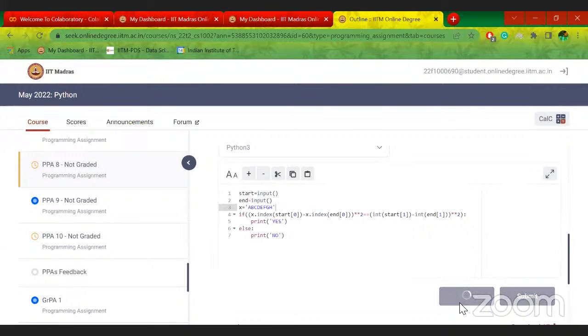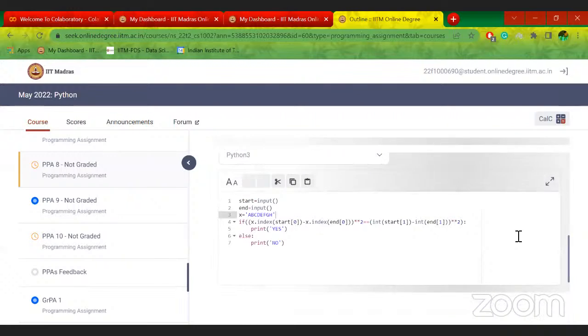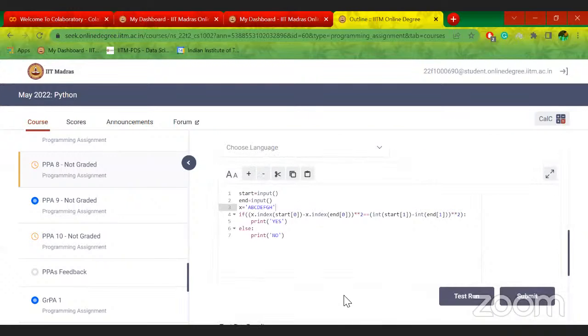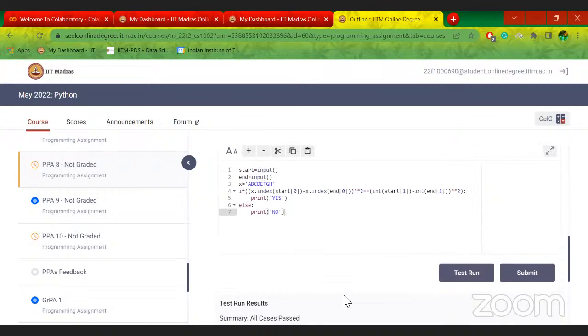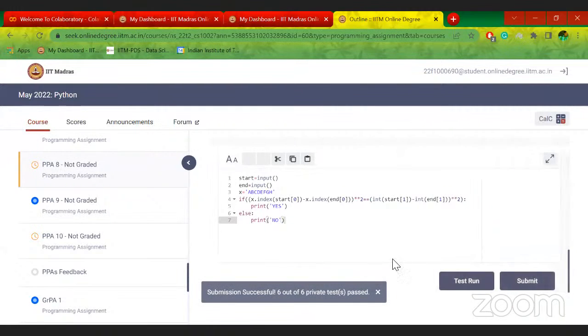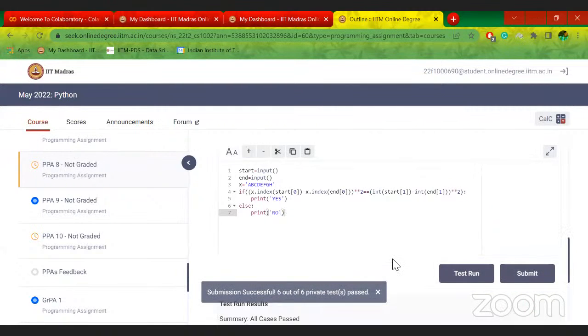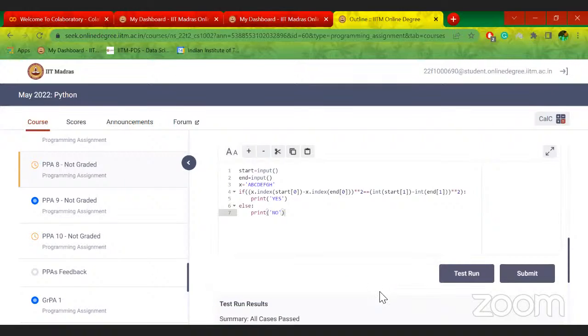The reason is he wants to find the difference between this. The input is alphanumeric, right? The start is alphanumeric, right? End is also alphanumeric, right? He needs to find the difference between the indices of alphabets, no? So the difference between A and B is 1, right? Difference between A and D is 3, right? He wants to find the difference.